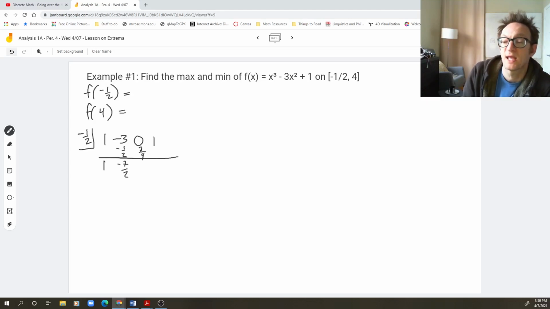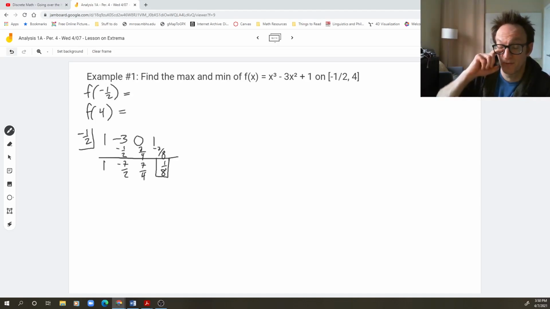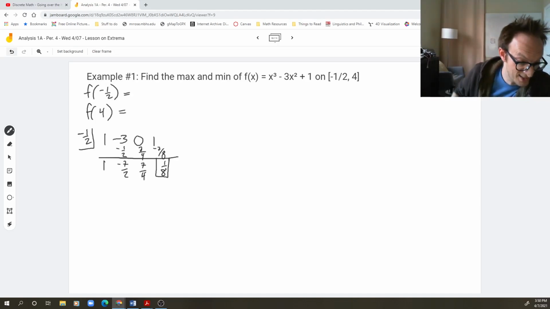Sorry, it's a little cramped. If I add that, I get 7/4, and when I multiply, I get -7/8, and when I add, I get 1/8. I'm not positive that was the fastest way, but this is the right answer. So f of -1/2 is 1/8. Okay, that's good to know.